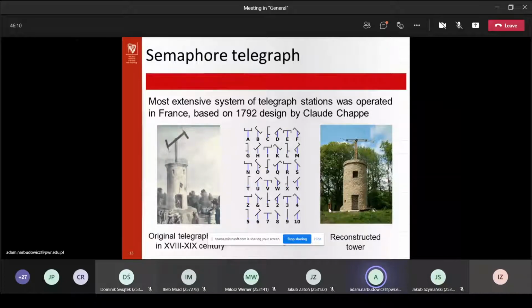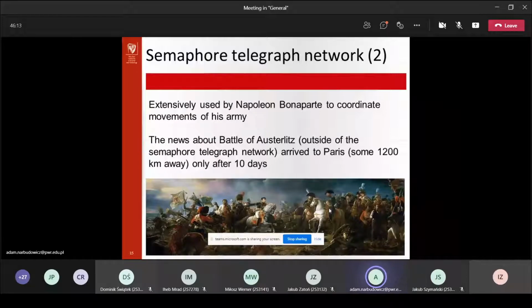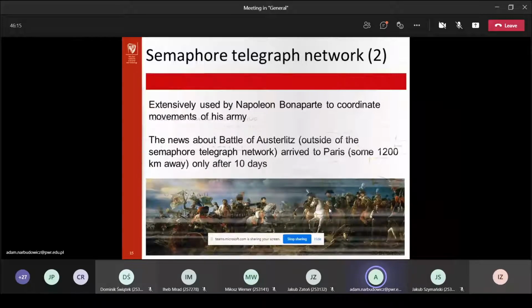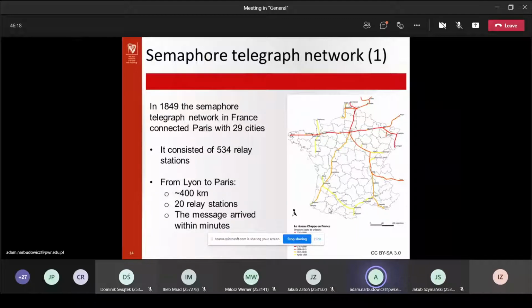Okay. Great. So, right, and this is just to give you some visualization of the extent of the telegraph network that was operated back in the time. So it consists of 533 relay stations. And overall, the message from the other side of France could actually arrive within a few minutes, which, back in the days compared to riders going a few days, was actually very, very quick.